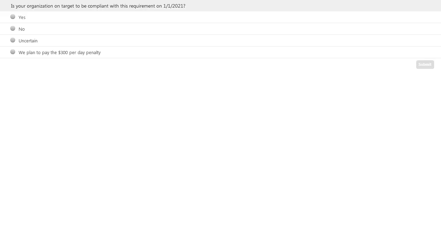Now, before we jump into our Q&A session, and like I said before, there are some excellent questions coming in. We have one last polling question for you. Now that we've shared how to operationalize CMS's requirements for price transparency, is your organization on target to be compliant with this requirement on January 1st? Now, surprisingly, we are seeing some of our larger organizations opt for that penalty to preserve the privacy of their negotiations with payers.